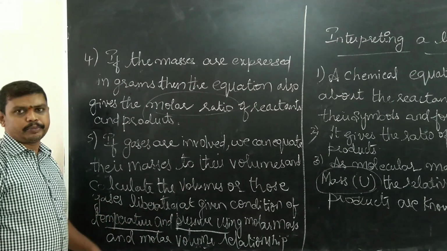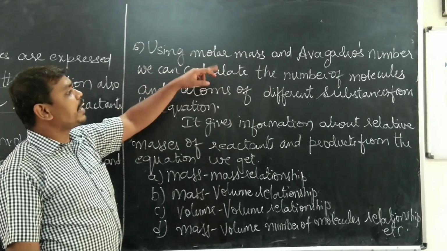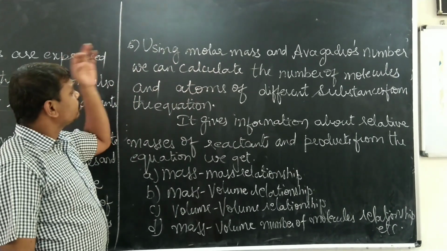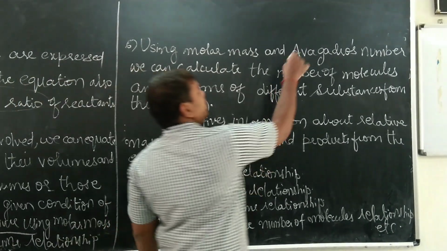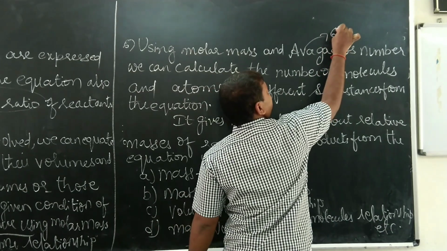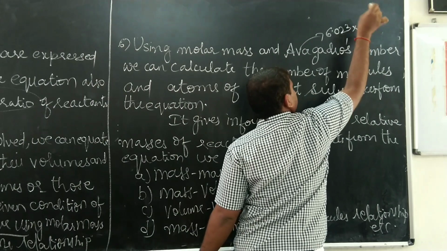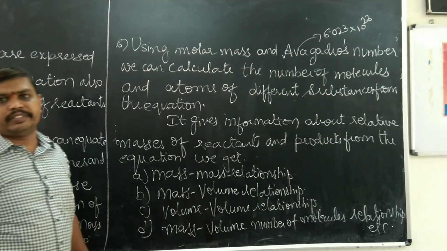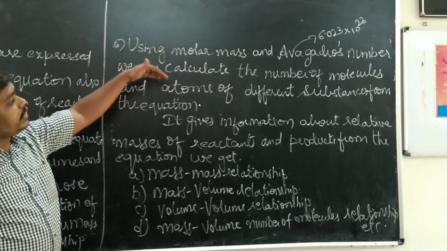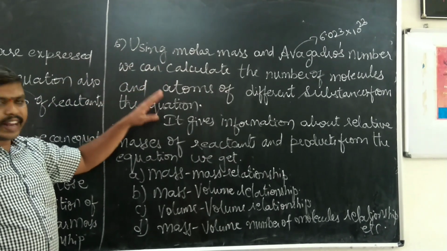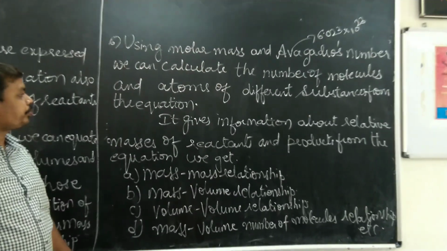This is our fifth point. Coming to the sixth point, we have using molar mass and Avogadro's number. What is the value of Avogadro's number? It is equal to 6.023 into 10 to the power of 23 molecules, children. Please take down that one. That is the value of Avogadro's number. By using that, we can calculate the number of molecules and atoms of different substances from the equation.